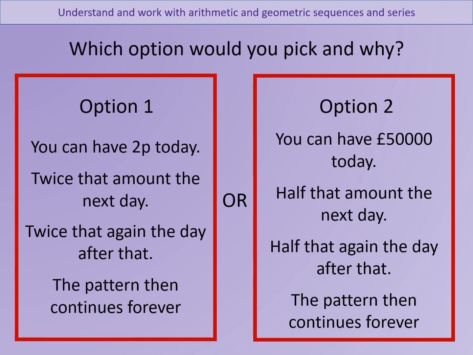We're going to start this next section with 2 options to consider. Which of these would you pick and why? Option 1 is that you can start with 2 pence today, and the next day you'll be given double that amount. The next day you'll be given double that amount again, and so on, with the pattern continuing forever. The alternative is that you could start with £50,000 today and be given half of that amount tomorrow, half of that again the next day, and again continuing forever. We'll come back to that at the end to decide which of these might be the best.